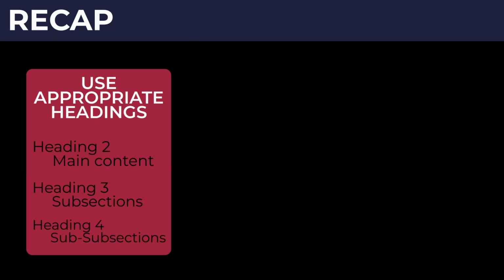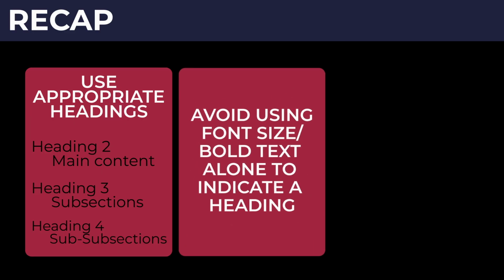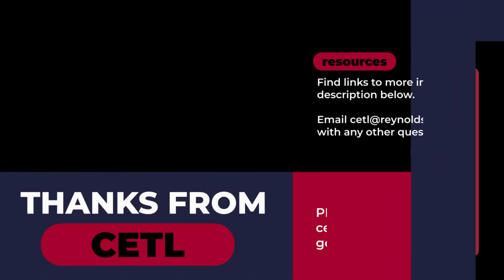Let's recap best practices for heading styles within Canvas. Use heading 2 for main content sections in Canvas. Use heading 3 or 4 for subsections. Avoid using font size or bold text alone to indicate a heading. And keep your heading structure consistent throughout your course. This small change has a big impact. Your course will be easier to navigate, more accessible, and more professional.